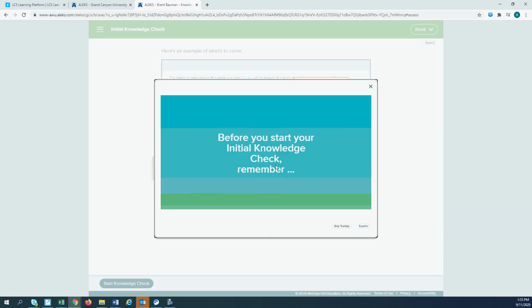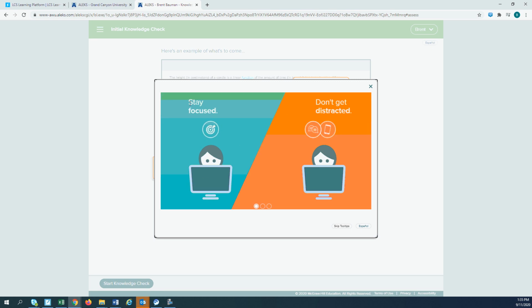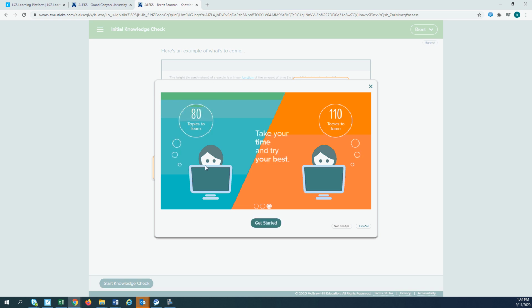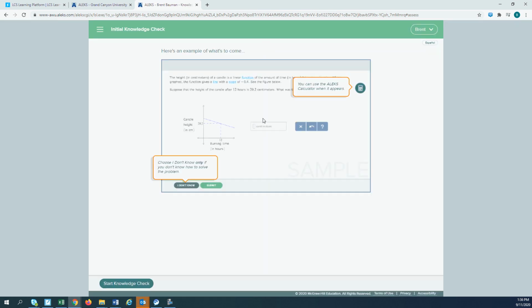So it starts before you start. Remember, it's going to tell you to stay focused, don't get distracted. Have a pencil and paper. That's a good idea so you can write down your work. And take your time and do your best. So each student will test at a different spot, and that's the basics assignment. So you will be in different portions when you're working on that, and that's just to help get you up to speed.